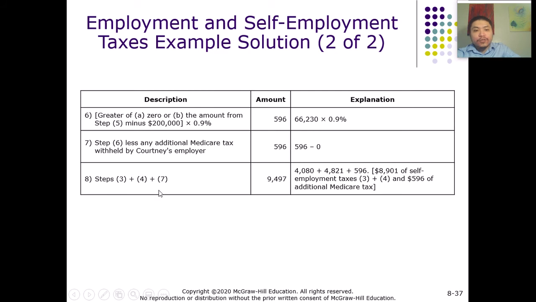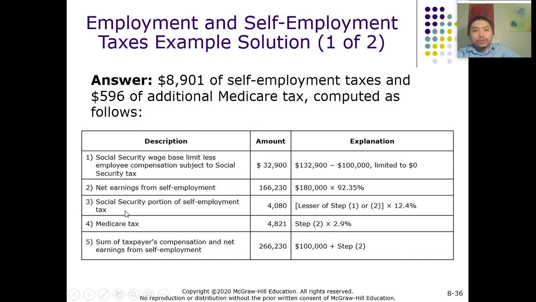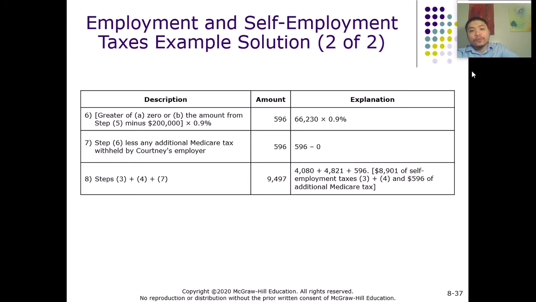After that, the total FICA taxes for the self-employment activities is going to be the sum of steps 3, 4, and 7. Steps 3 and 4 give us the Social Security tax and the Medicare tax portion from the self-employed activities. And in step 7 we have the additional Medicare tax that the taxpayers have to pay on the self-employed activities. So we add steps 3, 4, and 7 together, and we have $9,497.